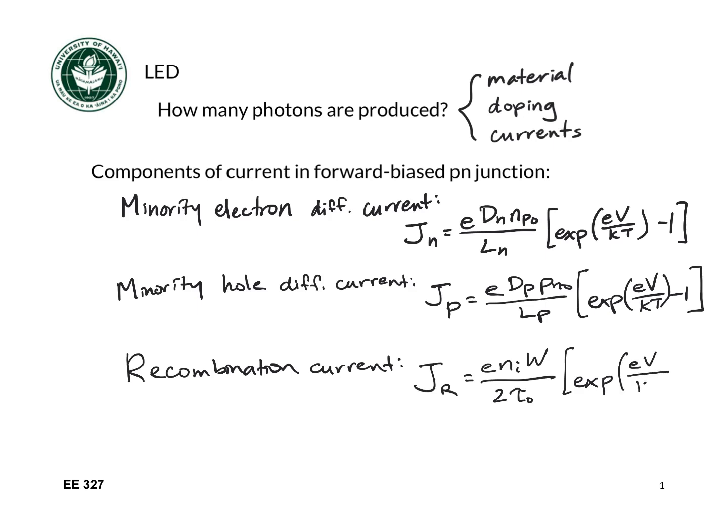And one important point is that this recombination current, this part of the current in the PN junction under forward bias, does not contribute to the radiation or the production of photons. So this current component is non-radiative. If we increase or decrease recombination current, it does not affect how many photons we are producing.